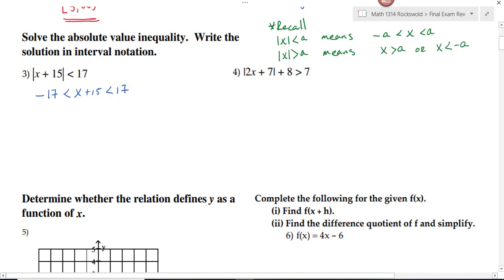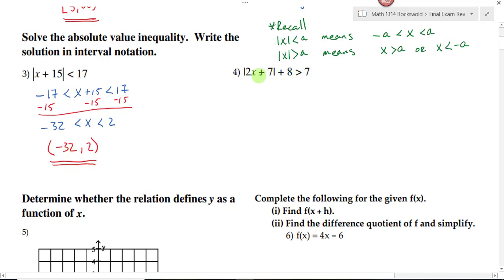Once again, the goal is to get the variable by itself in the middle. So what do I do to all 3 parts here? I subtract 15 from all 3 parts, and when I do that, I get negative 32 is less than x is less than 2. How would I write this answer using interval notation? I put parentheses on both of the endpoints for the numbers because I have a strict inequality.